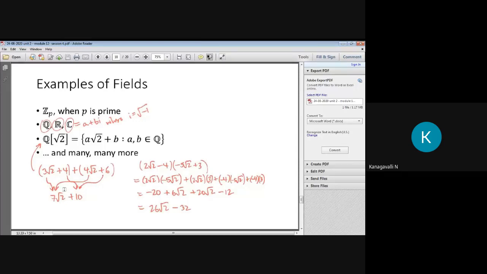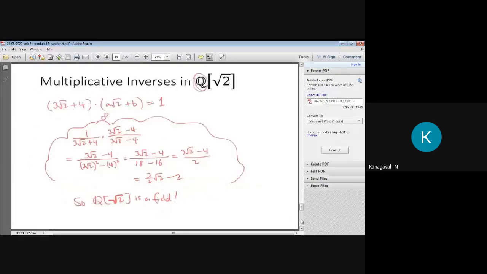A is the rounded integer and b is some constant. So this is an example for our field, right? See the same thing here. Your b may be a negative term also. So 26 root 2, 26 is your a, then minus 32 is your b. So definitely it is in the field, right? Then this is the last example for our field.